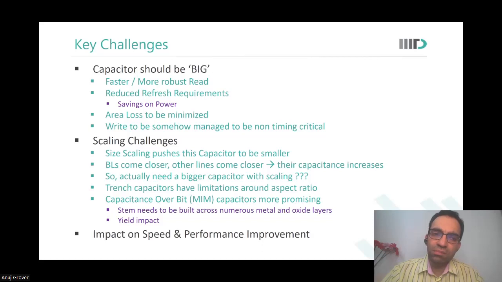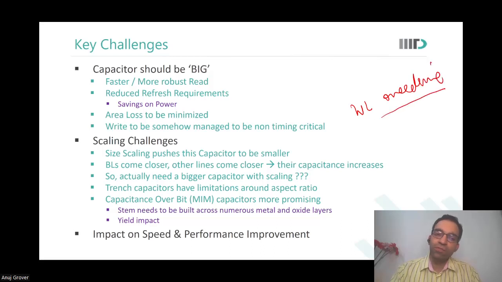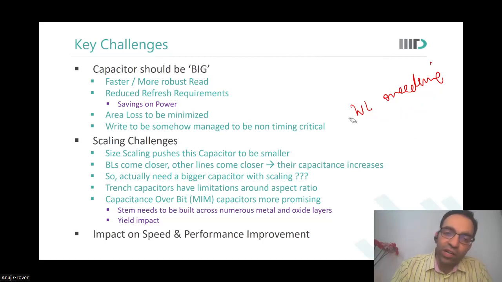And see, if the capacitor is big, what happens? To discharge or charge the capacitor also takes longer. So write time also increases, but we somehow should ensure that write is non-timing critical. How do we do that? We already talked about word line overdrive. We talked of it in terms of ensuring that there is no VT drop at the store node. But in reality, when you do word line overdrive, you also speed things up a bit. So write operation should not be timing critical. Only read operation should be timing critical.